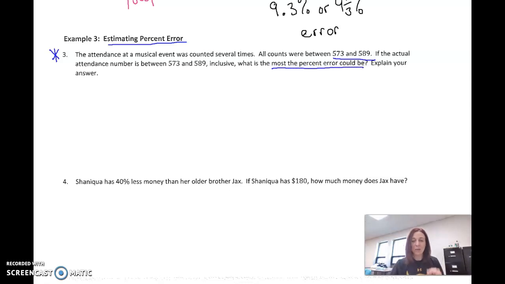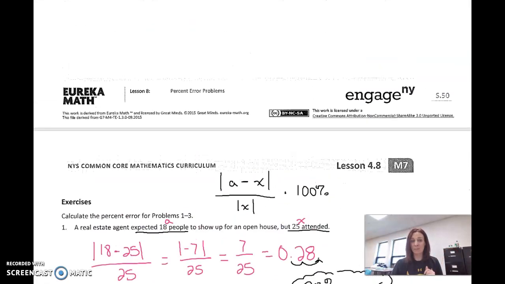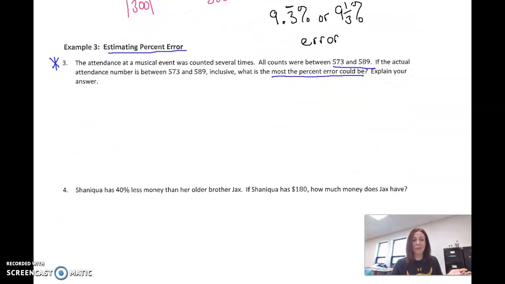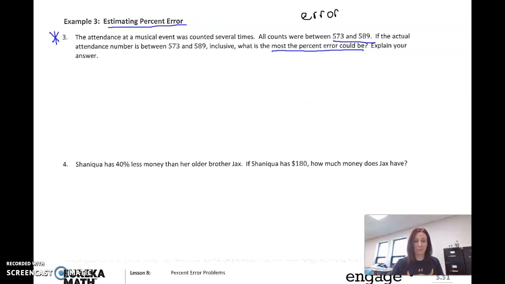Okay, so here's what you have to do. You know it's in between those, so that's what we're going to subtract. In our formula right here, we're just going to subtract them. Because it's the absolute value, it doesn't matter if you go bigger minus smaller or smaller minus bigger. So I'm going to go 589 minus 573. Could do it the other way, like I said.